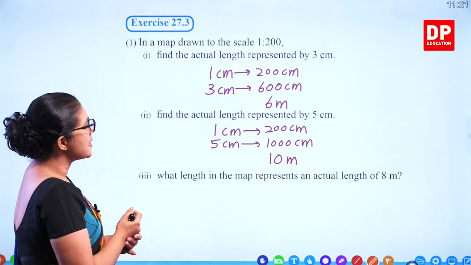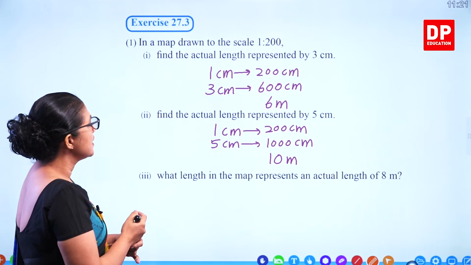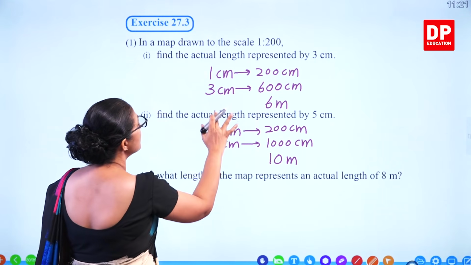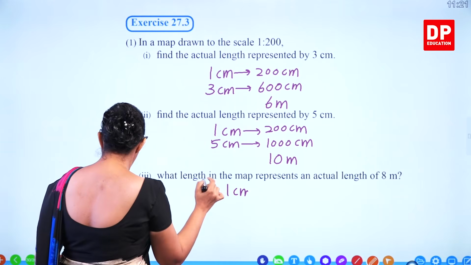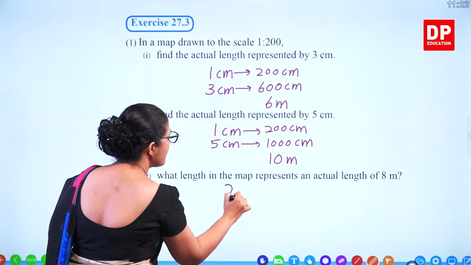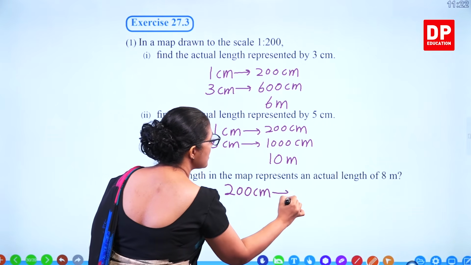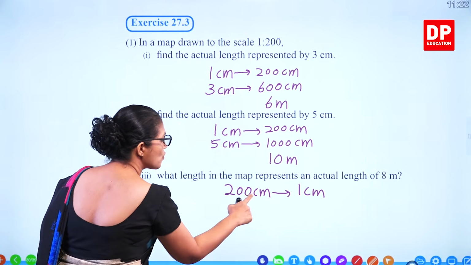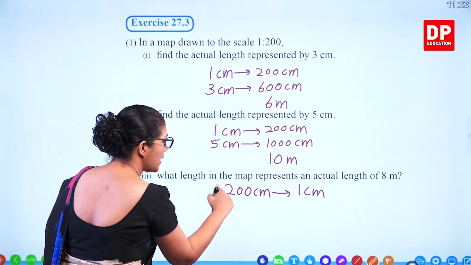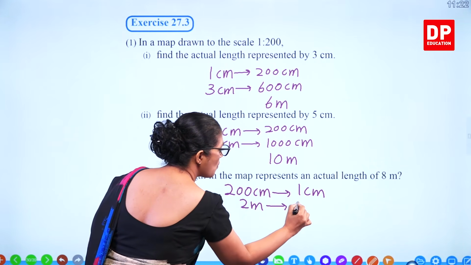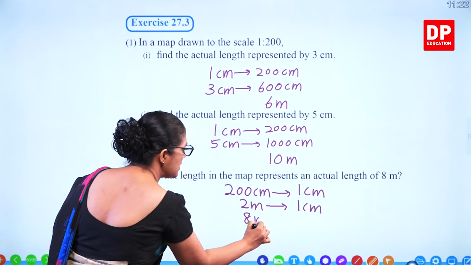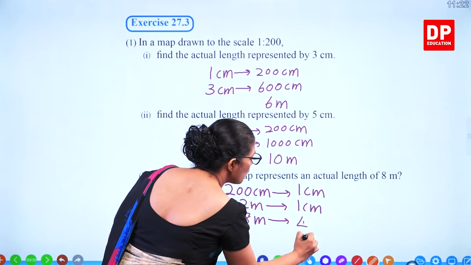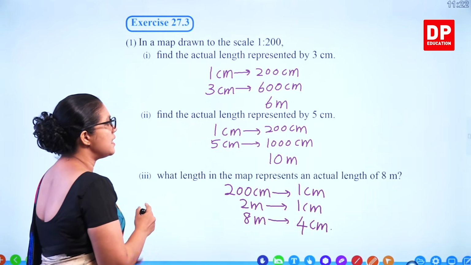What length in the map represent an actual length of 8 meters? So other way around. So we'll convert this one. Now 1 centimeter here, we'll take other way around. 200 centimeters represent 1 centimeter on the map here. This is actual length. So actual length is 8 meters. So first we'll convert this to meters. Divide by 100. 2 meters is 1 centimeter. Now 8 meters means multiply this by 4. 4 times 2, 8. 4 times 1, 4. So then we have to take 4 centimeter map length.